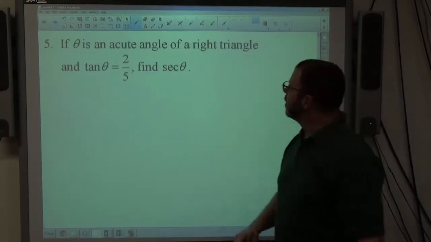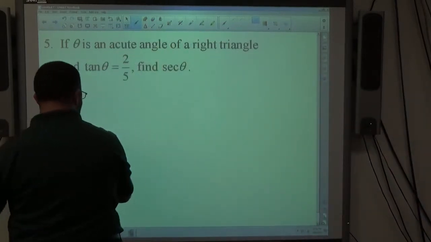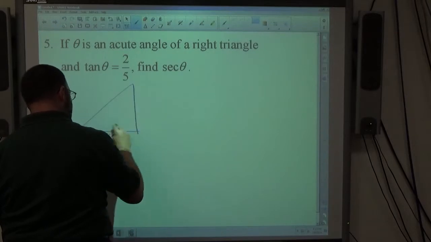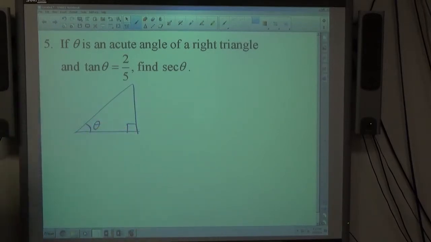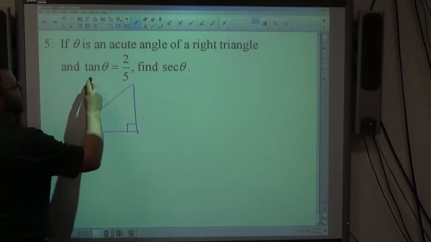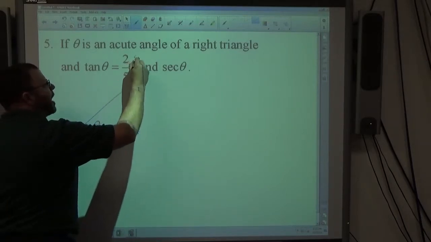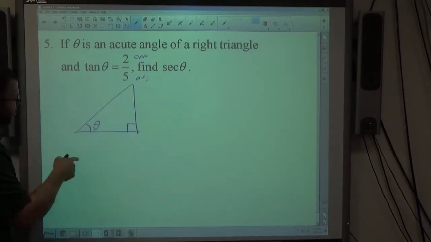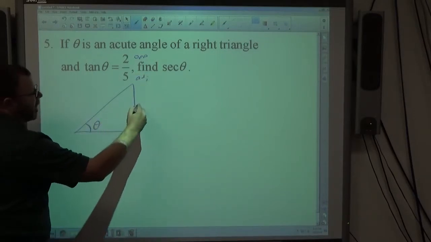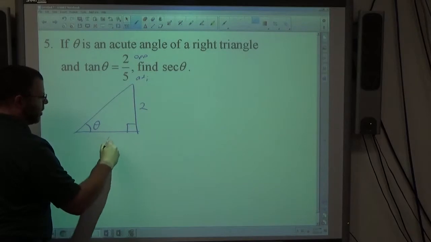Number 5, theta is an acute angle of a right triangle. So we have a right triangle. Theta is going to be living in one of these corners here, one of the acute angles. And they tell us tangent of theta is 2/5. That means the opposite over the adjacent of theta. So if I drew theta over here, the opposite side is 2, the adjacent side is 5.